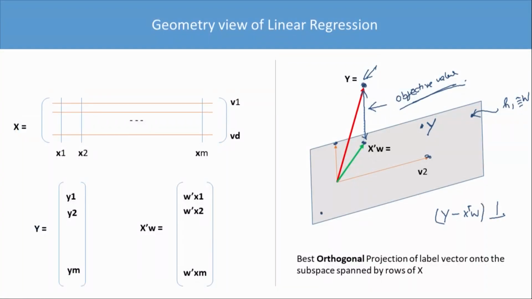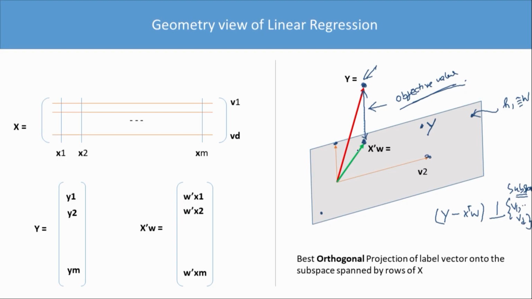So is it perpendicular to just v1, just v2, or x transpose w, or everything? It's perpendicular to everything, right? So your y minus x transpose w is actually perpendicular to every one of v1 through vd, right? So it is the subspace spanned by each of these. Is that clear? So it is exactly orthogonal to this subspace, which means it is perpendicular to all of these.